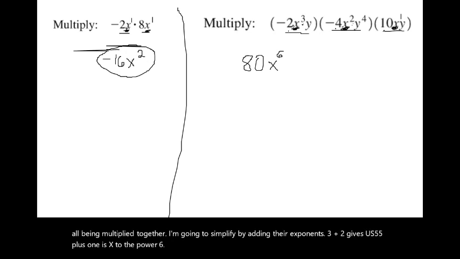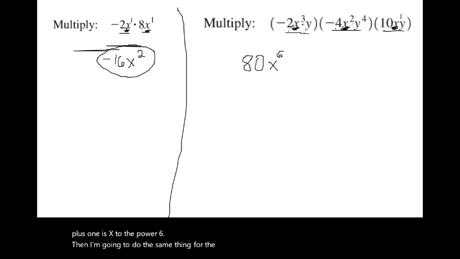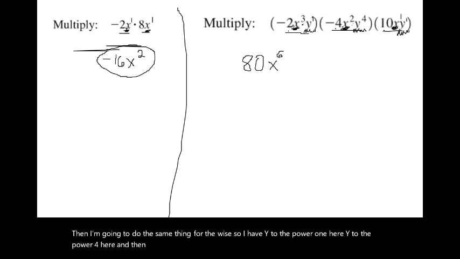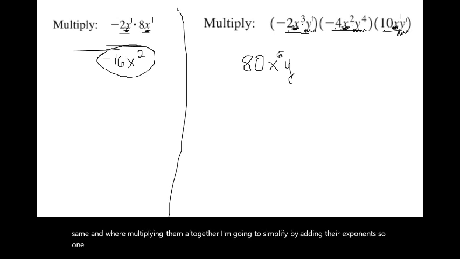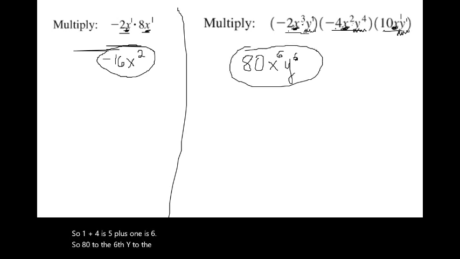Then I'm going to do the same thing for the y. So I have y to the power 1 here, y to the power 4 here, and then another y to the power 1 here. Because all of these bases are the same and we're multiplying them all together, I'm going to simplify by adding their exponents. So 1 plus 4 is 5, plus 1 is 6. So 80x to the 6th, y to the 6th is going to be our final answer.